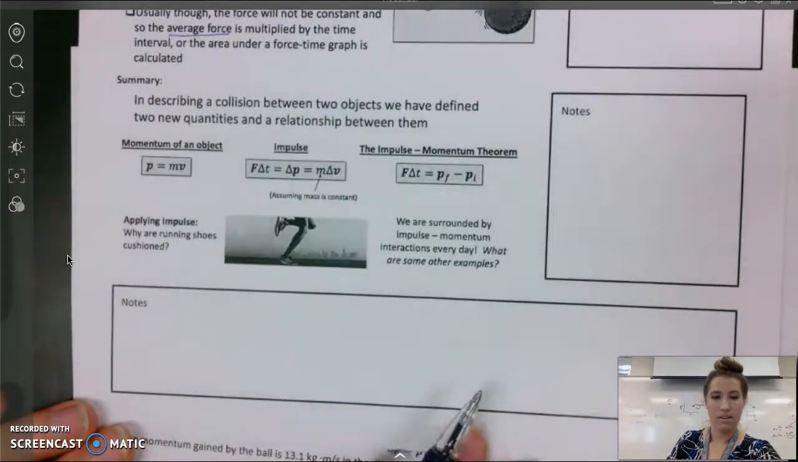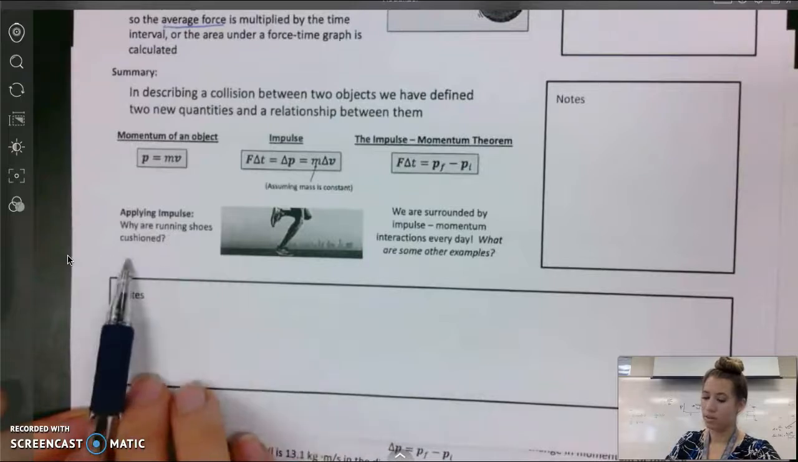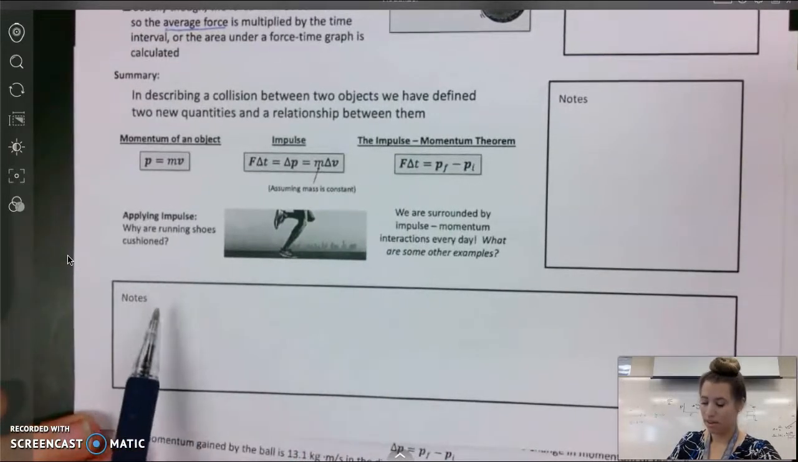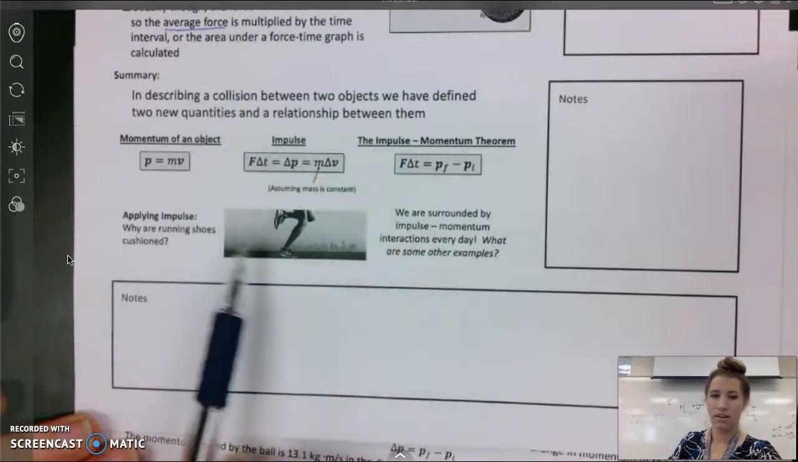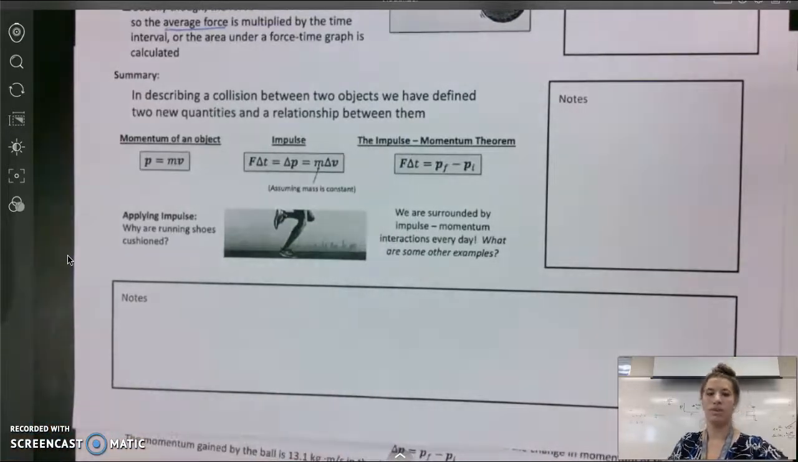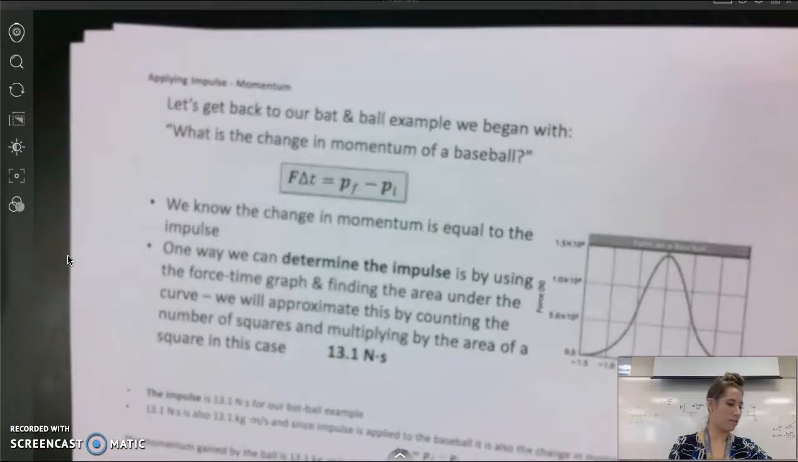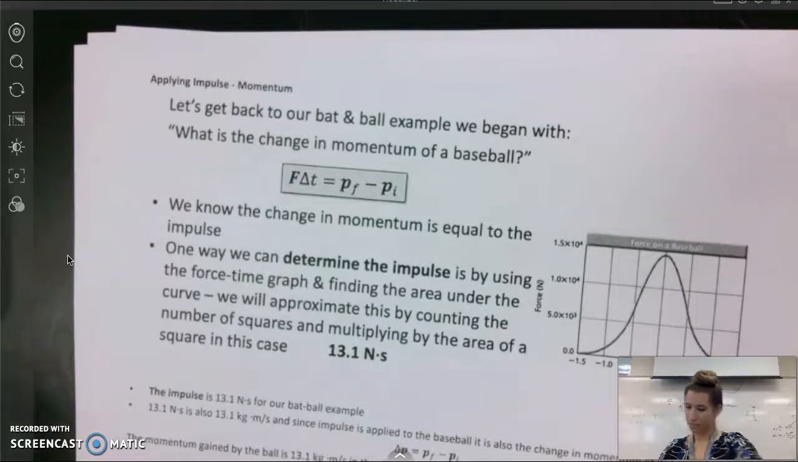Okay? So apply impulse. Why are running shoes cushioned? I want you to take a moment and write down a couple thoughts. Using this idea, why would we want running shoes that have a cushion instead of something that's hard and flat? And then we'll come back to that. We're going to continue with that thought, and then we'll come back to it.